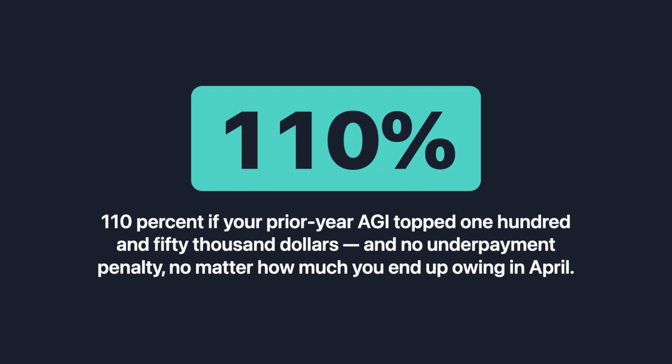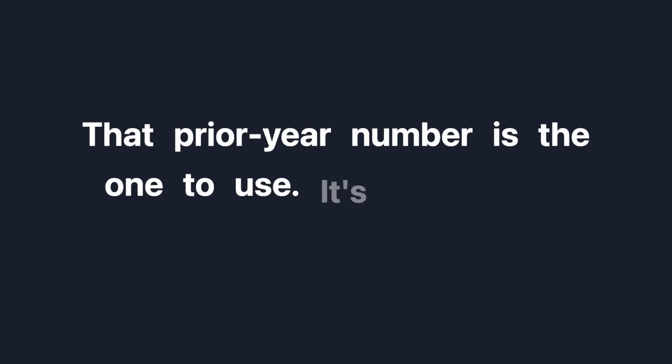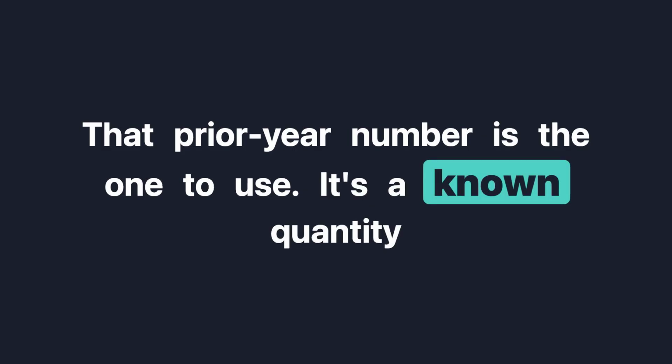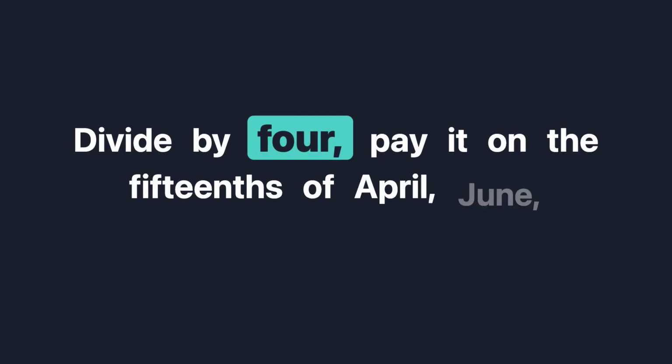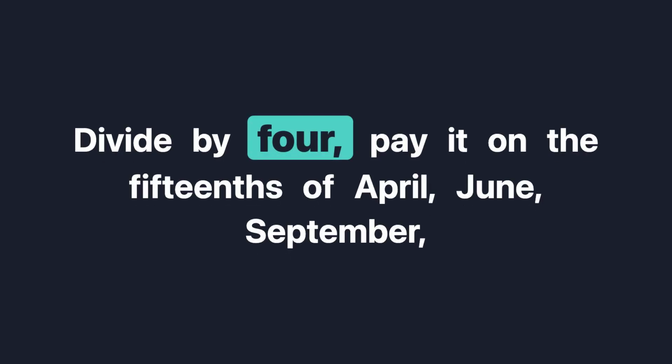And even above it, the safe harbor is generous. Pay the smaller of 90% of this year's tax or 100% of last year's total tax. 110% if your prior year AGI topped $150,000, and no underpayment penalty, no matter how much you end up owing in April. That prior year number is the one to use. It's a known quantity sitting on last year's return. Divide by 4, pay it on the 15th of April, June, September, and January. Done.